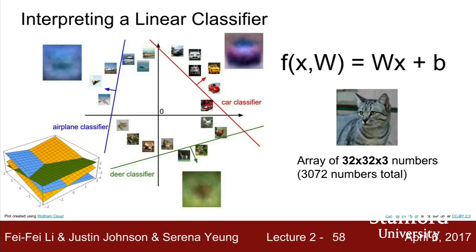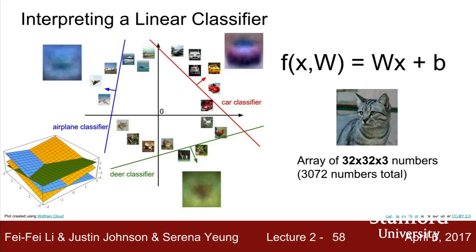So another viewpoint of the linear classifier is to go back to this idea of images as points in a high-dimensional space. You can imagine that each of our training images is something like a point in this high-dimensional space. And now the linear classifier is putting in these linear decision boundaries to try to draw linear separation between one category and the rest of the categories.